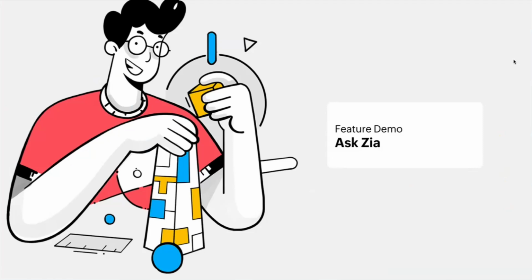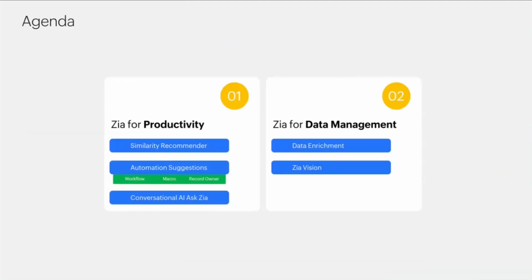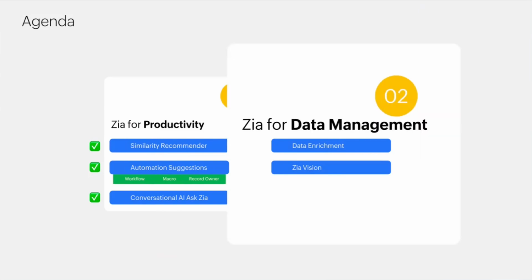So now we have covered the first segment of this webinar. We understood the requirements and saw the configuration for Zia Simulator Recommender, the automation suggestions, workflow, macro, and record owner. And we just saw conversational AI Ask Zia. Now it's time to head to the next segment, Zia for data management, and we'll cover the features, data enrichment, and Zia Vision quickly.